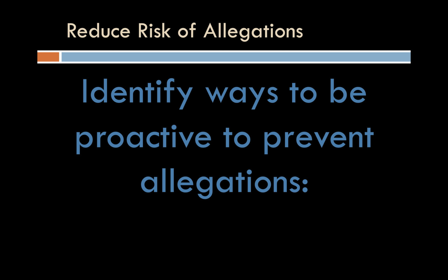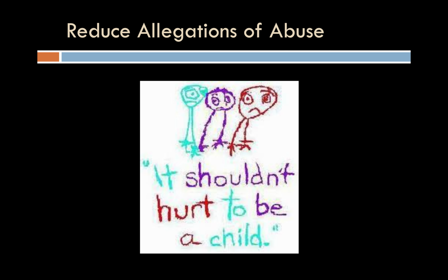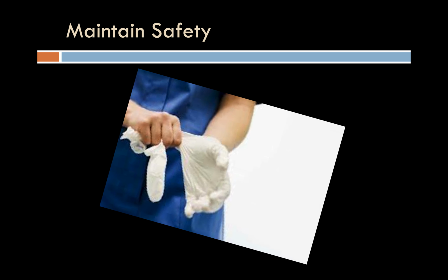And another way to reduce risk of allegations is to include a daily health check upon arrival and report all minor and major injuries. And then another thing to have a plan for is reducing allegations of abuse. Include discipline guidelines. Include required staff training on abuse and neglect. Inform staff that these policies and trainings are to protect them from allegations of child abuse and neglect. Then maintain safety. And these things should be included in your risk management plan.